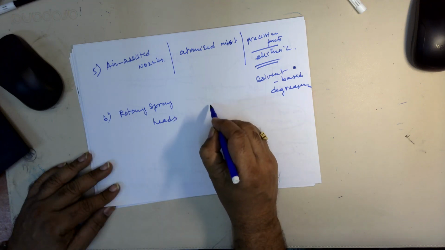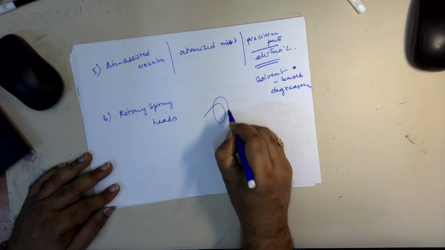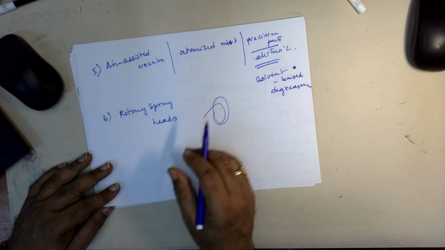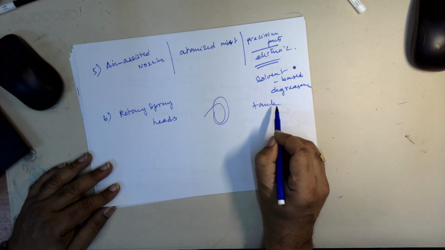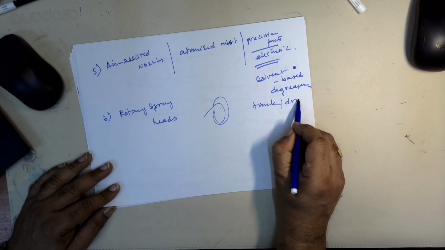So this will be of rotating nature. Rotating jets will be there, and this is especially used in tank and drum cleaning.